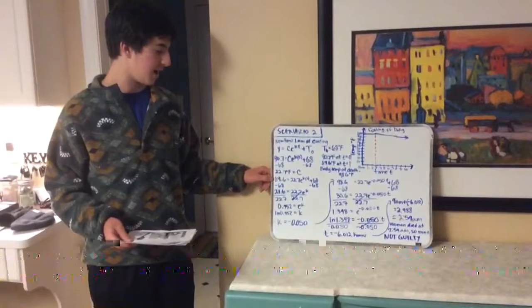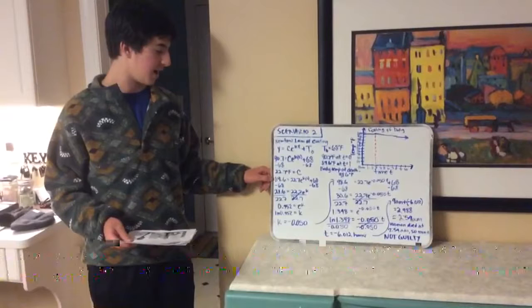So the next step is to actually find the time of the woman's death. So we found all of our other variables, and we know that the body temperature of a normal human is 98.6 degrees Fahrenheit. So that's where her temperature would be right when she died, and it would cool down from there. So we can plug that in for our Y and solve for t. So 98.6 equals 22.7 e to the negative 0.050 t plus 68.